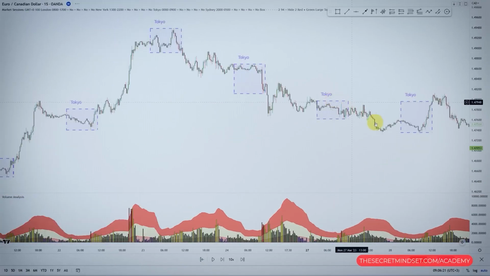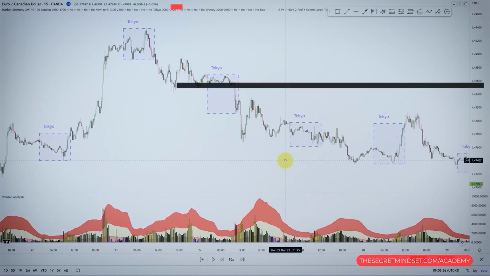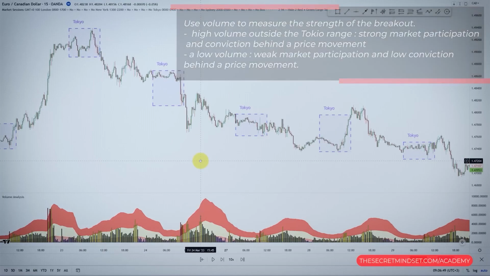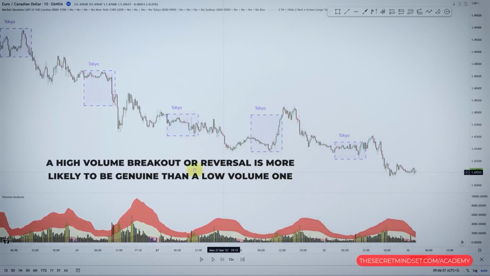So how do you avoid falling into the Tokyo Range trap and even make some money? One of the most effective ways is to use volume to measure the strength of the breakout. A high volume outside the Tokyo Range indicates that there is strong market participation and conviction behind the price movement, while a low volume indicates weak market participation and low conviction behind the price movement. Therefore, a high volume breakout or reversal is more likely to be genuine than a low volume one.